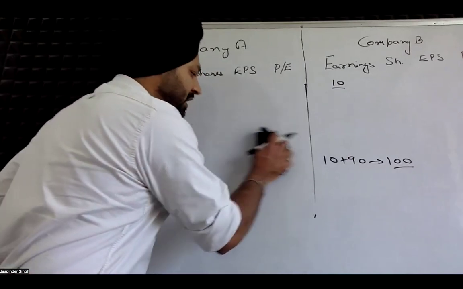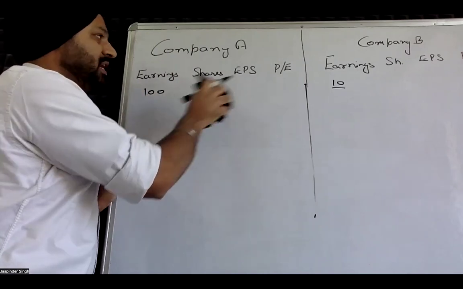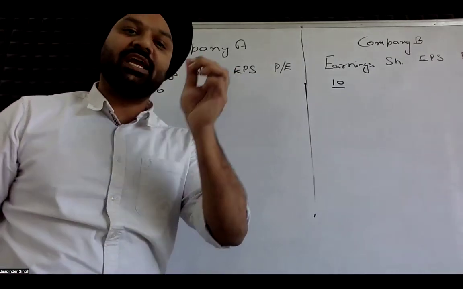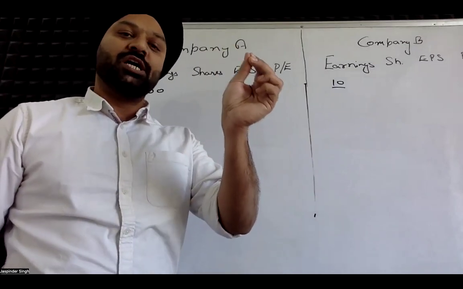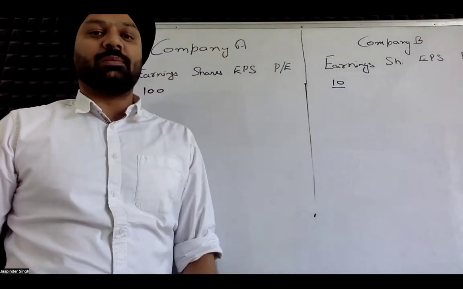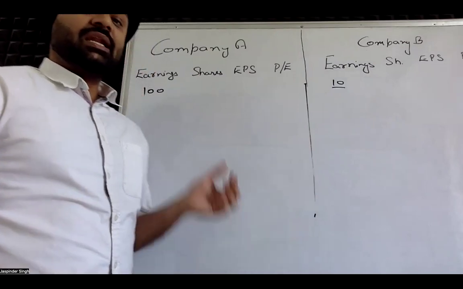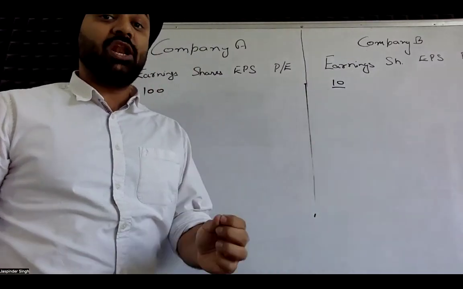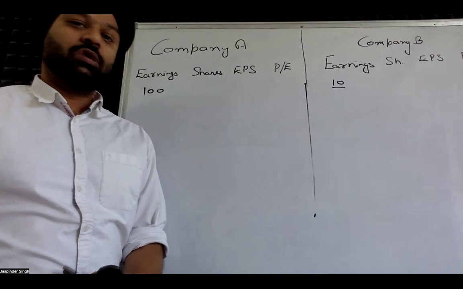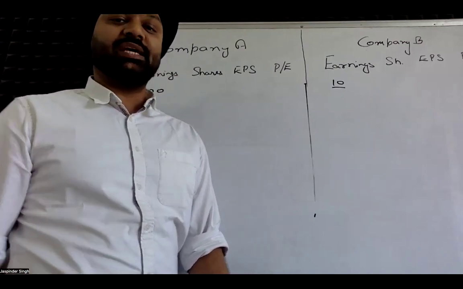All right. Now let's say the earnings of company A is $100 and company B is $10. Let's assume the dividend payout is zero for both companies. Does that mean company A is a worthier investment than company B? It may not be true. You start with a quick analysis of EPS.